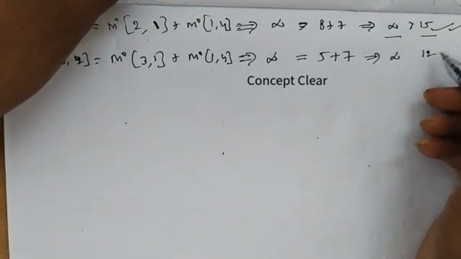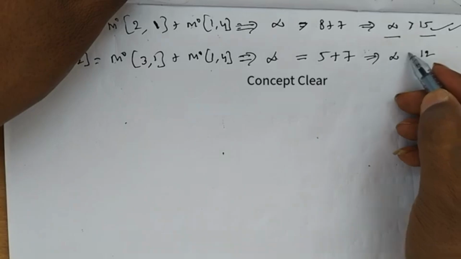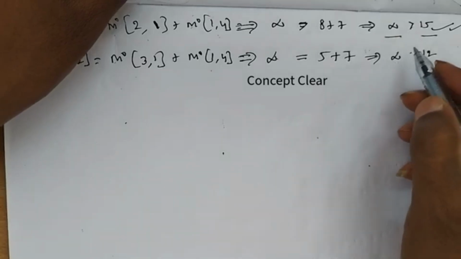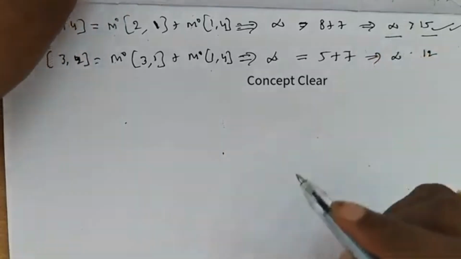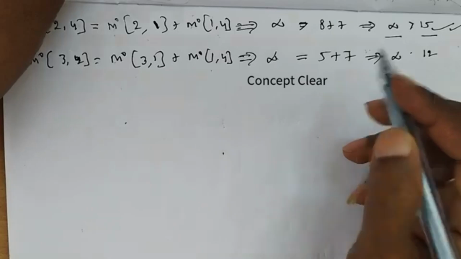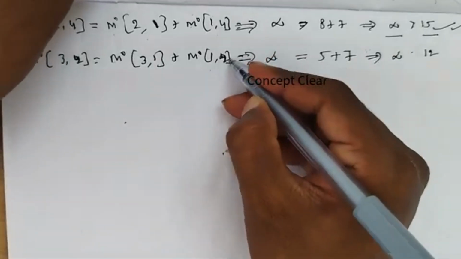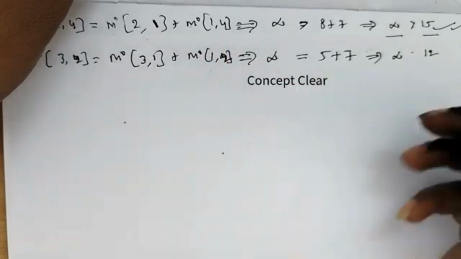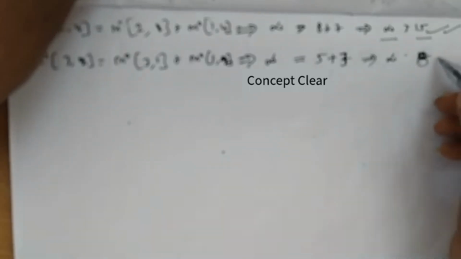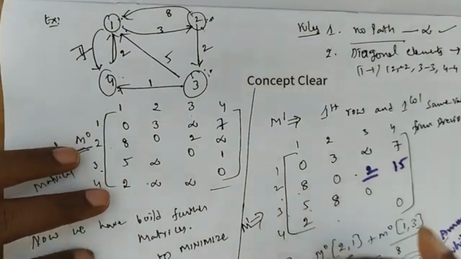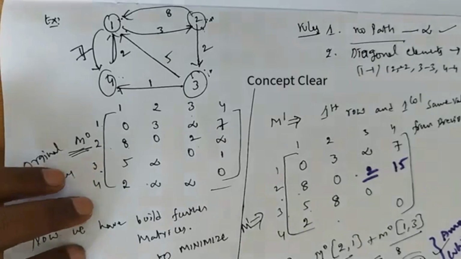Infinity and 15. By comparing these two, sorry, it is 1 comma 2. It is 1 comma 2. It is 3 comma 3. So here the value is 3. So what is the value? 8. Okay. By comparing these two, what is the least value? 8 is the least value. So we have to consider 8. Okay, it is the 8.